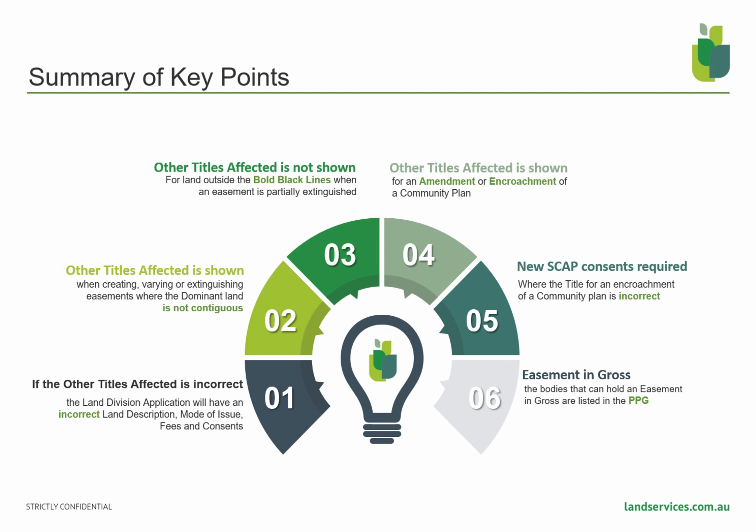In summary, the main takeaways from this session are: if the other titles affected is incorrect, the land division application will have incorrect land description, mode of issue, fees and consents. Other titles affected is shown when creating, varying or extinguishing easements where the dominant land is not contiguous. When an easement is partially extinguished, other titles affected is not shown for land outside the bold black line.